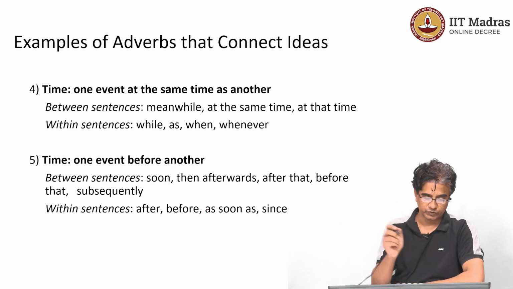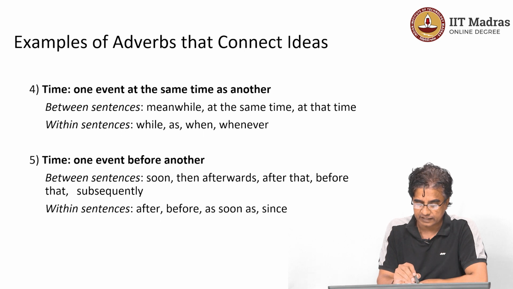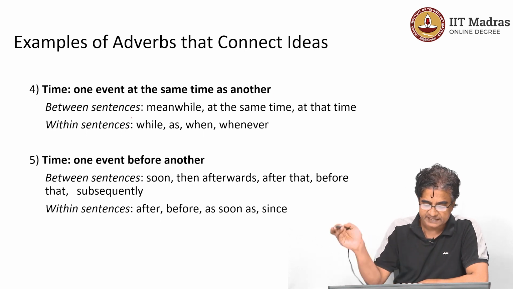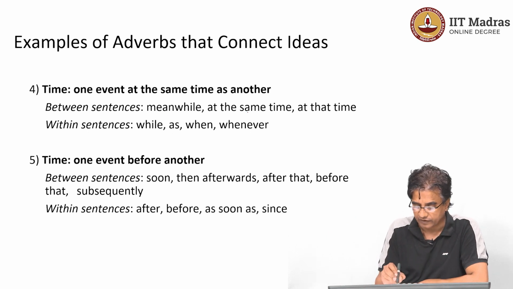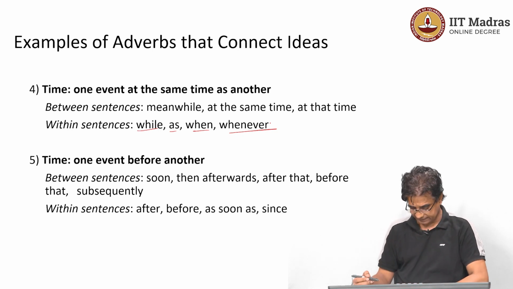So look at this. Time: one event at the same time as another. Between sentences, we use meanwhile, at the same time, and so on. Within the sentence, we use while, as, when, whenever. And likewise, we have these examples.